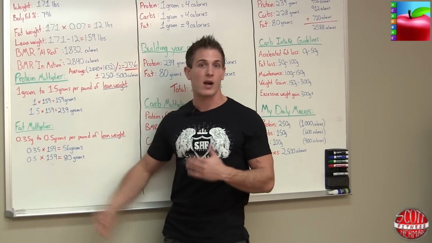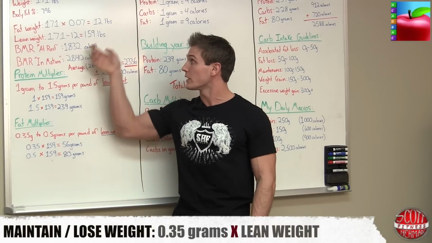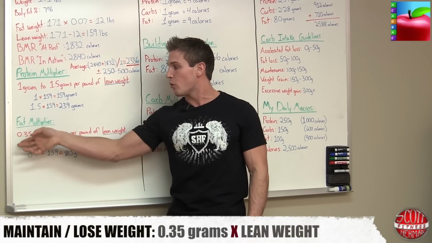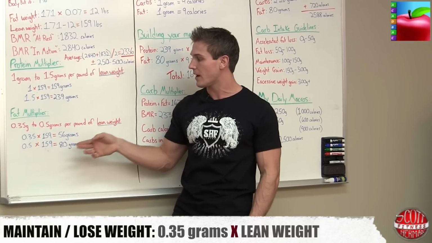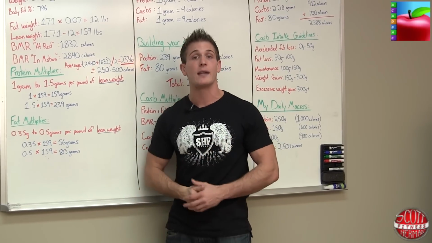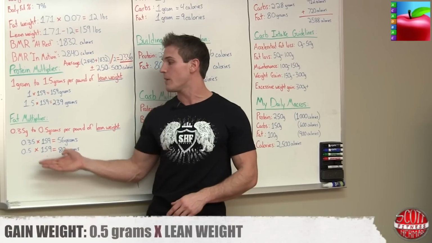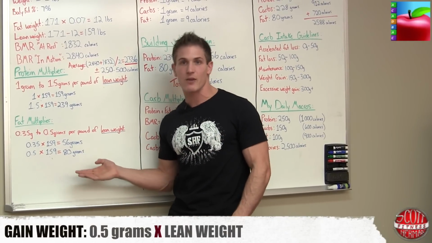The higher end if you're trying to gain weight. So the low end of the scale is you would multiply your lean weight once again by 0.35. So 0.35 times 159 equals 56 grams. If you're trying to gain muscle, which is what I'm trying to do, you want to multiply your lean weight by 0.5, which is the higher end of the scale. And that comes out to 80 grams.